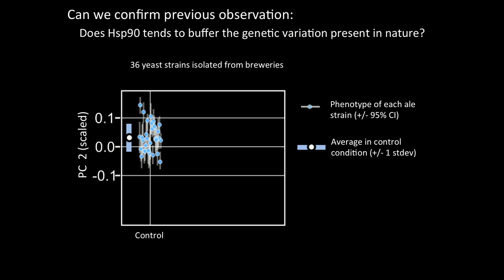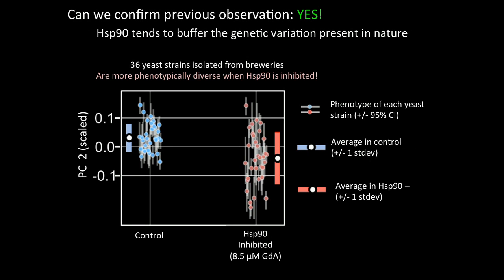So in this plot, each point represents the phenotype of a single yeast strain that was isolated from a brewery, and this blue bar represents the amount of phenotypic variation between those strains. And when I inhibit Hsp90, you can see that the amount of variation increases, suggesting that Hsp90 was acting to buffer that variation. This is only one principal component.